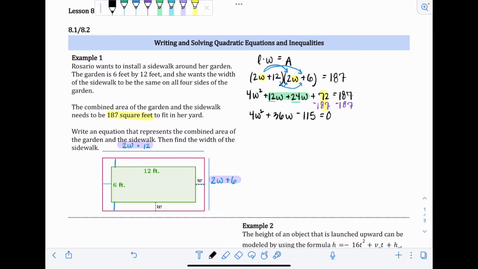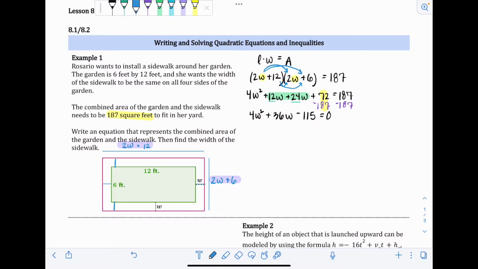So like the last thing I did, you can technically do that in another step, but I just wanted to save us some writing. So from this step to this step, we combine like terms. The 12w and the 24w became 36w. And then we also just subtracted over the 187 to get everything on one side of the equal sign equal to 0. Okay, so now we have our equation in standard form, so now it's time to decide what method we want to use to solve this.